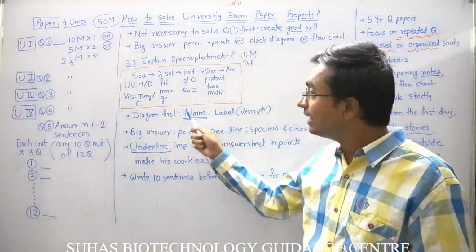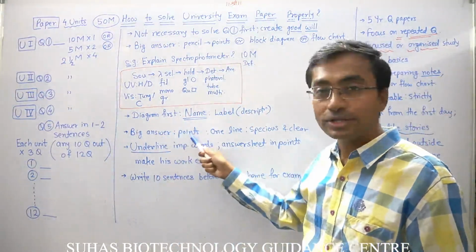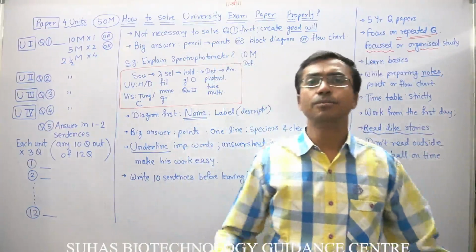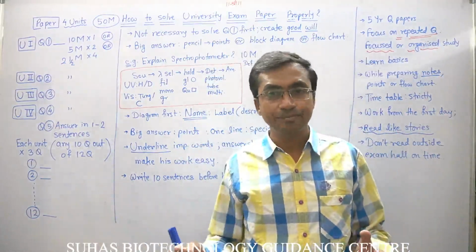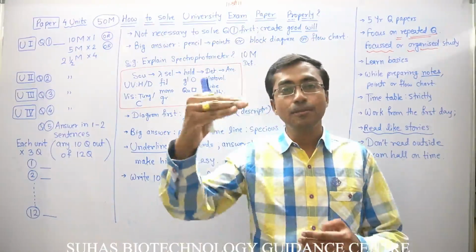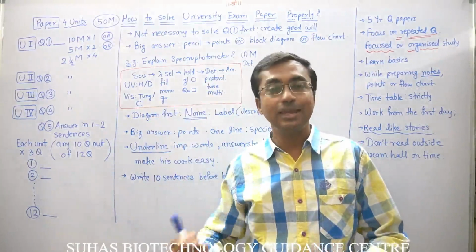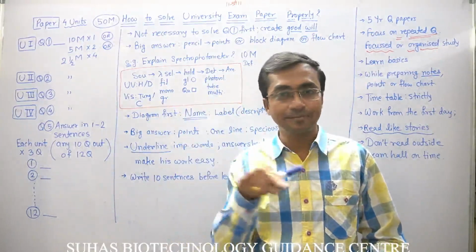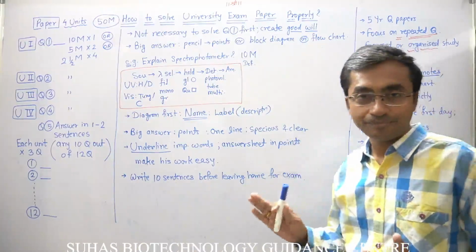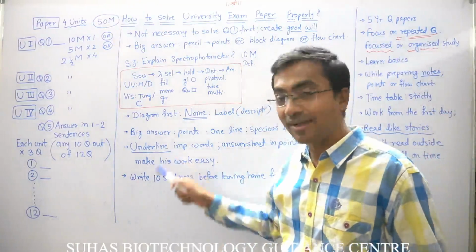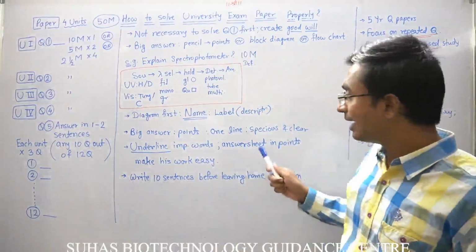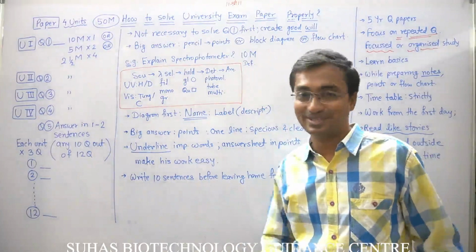Then, while writing big answers, always write in points and always leave one line between two points. Suppose there is a big answer of 2 or 3 pages; instead of writing in paragraphs, I will write in points. I will prepare 25 points, and between two points I will leave one line. Automatically my answer will become more spacious and look clearer. Other than that, while writing, if I underline the important points, what am I actually doing? I am making the work of the examiner easy.